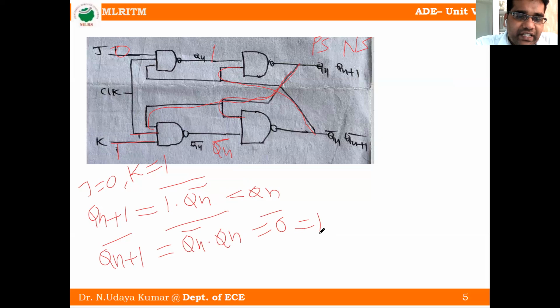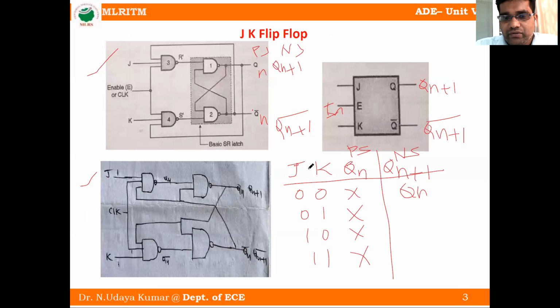That means if the next state is Qn, what is the complement of the next state, Qn plus 1 bar? If Qn plus 1 bar is equal to 1, then definitely Qn plus 1 is equal to 0. From this reference, we write Qn is equal to 0 because both are complements. Qn plus 1 is the next state, Qn plus 1 bar is the complement of the next state. So now we got Qn is equal to 0, the next state. So next state is equal to 0.